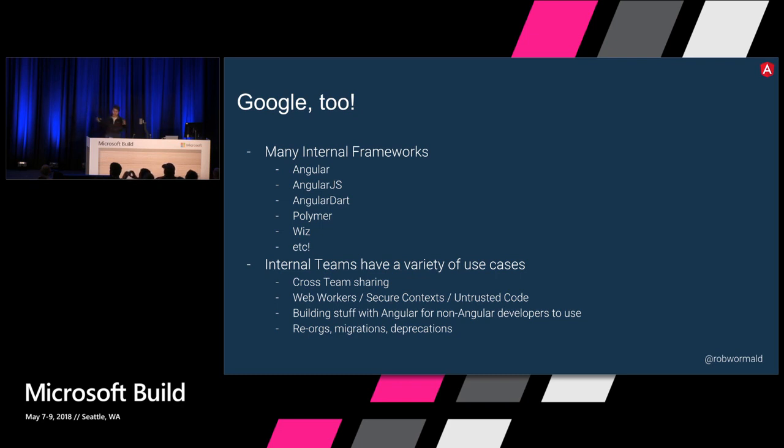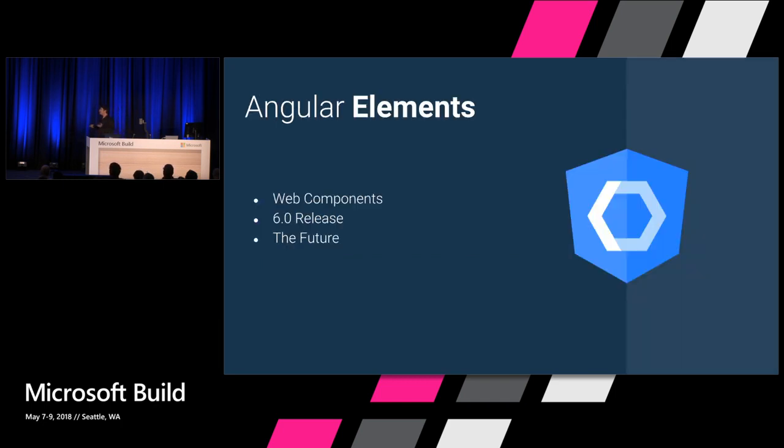We've got Angular and AngularJS, Polymer, which you know about, Angular Dart, which you may not know about, Wiz, which you definitely don't know about. Wiz is what Gmail and Docs are made with. So we have a bunch of internal teams who have the same problem the outside world does, right? They're rebuilding stuff. They're doing a lot of duplicate work. They're not able to share code between these different frameworks. And so we end up building the same thing again and again and again. So we wanted to see if we could maybe do better.